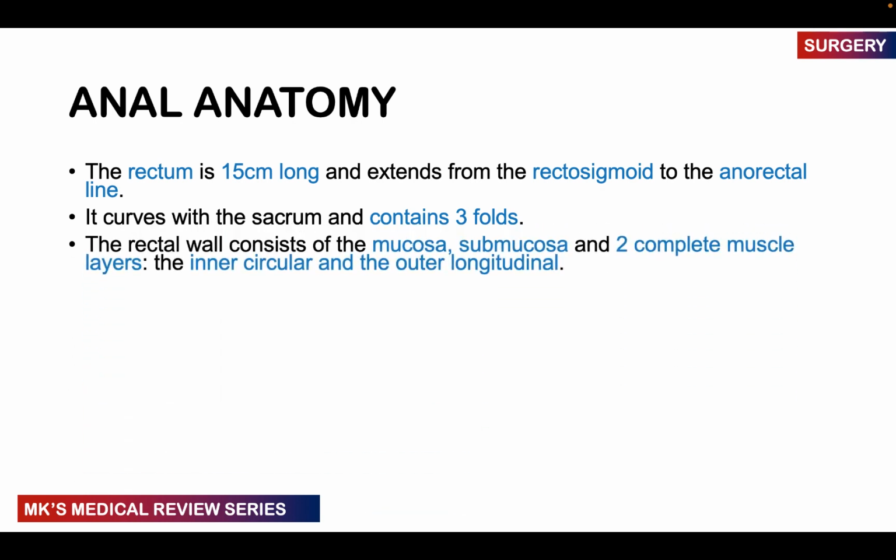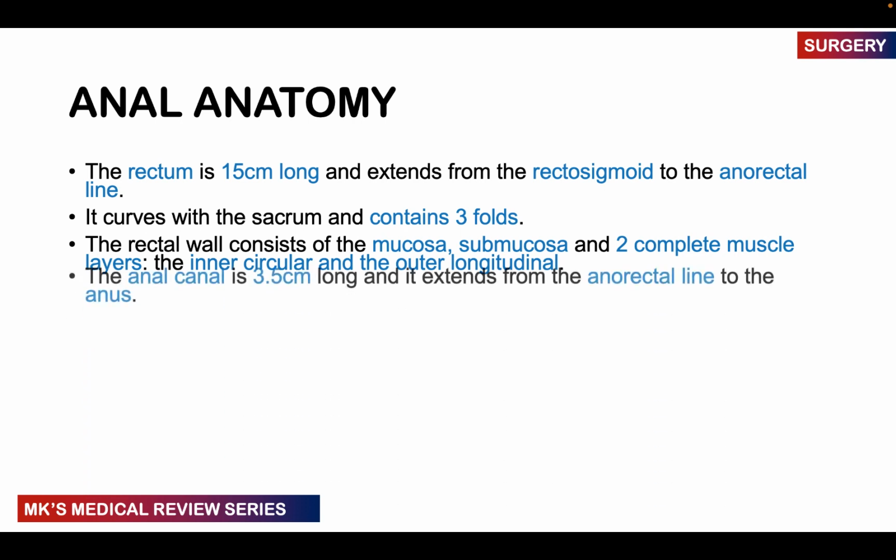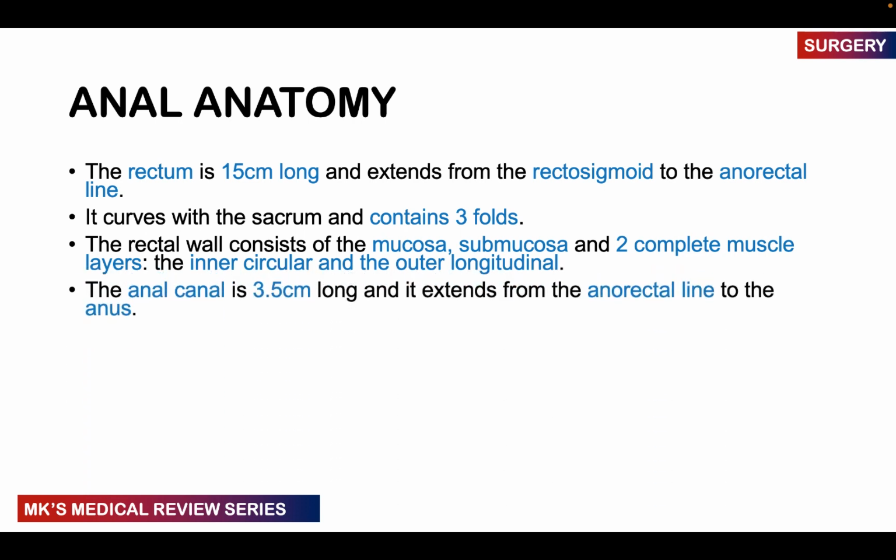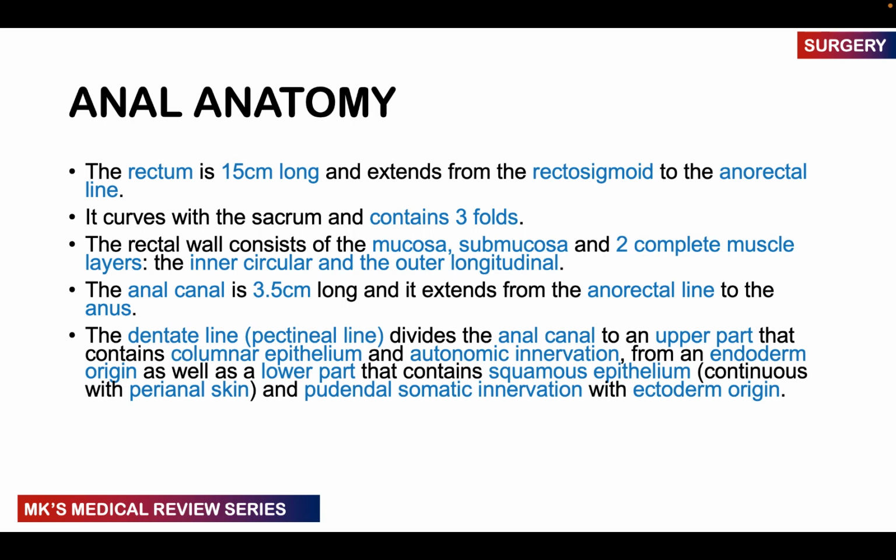The rectal wall consists of layers, just like the rest of the GIT: a mucosa, a submucosa, and 2 complete muscle layers, an inner circular muscle and an outer longitudinal muscle. Remember also that the anal canal is about 3.5 centimeters long and extends from the anorectal line to the anus. We'll be focusing mostly on the anal canal because most of these pathologies arise in the anal canal.